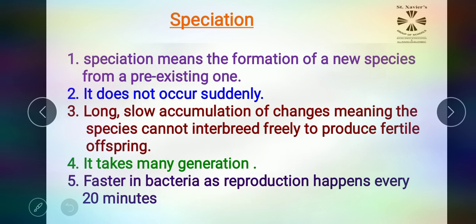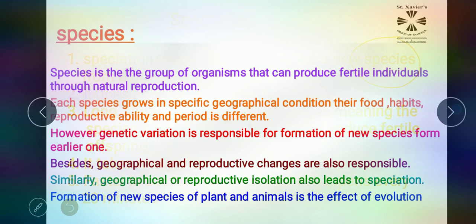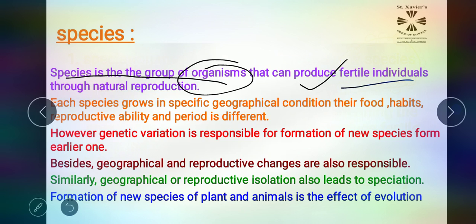Speciation means the formation of a new species from a pre-existing one. Now you will ask, what is a species? A species is a group of organisms that can produce fertile individuals through natural reproduction. Each species grows in specific geographical conditions. Their food, habits, reproductive ability and period are different. However, genetic variation is responsible for the formation of new species from earlier ones.